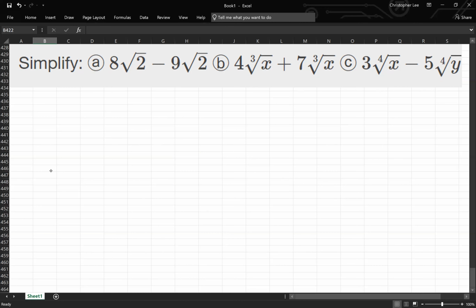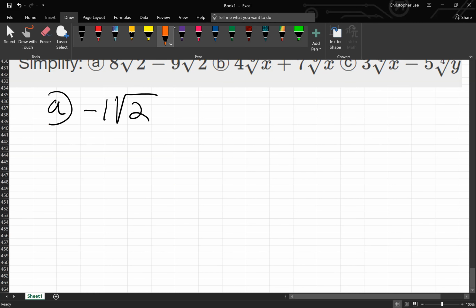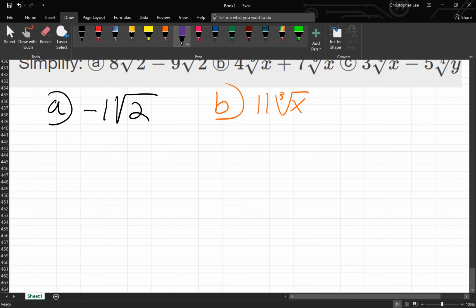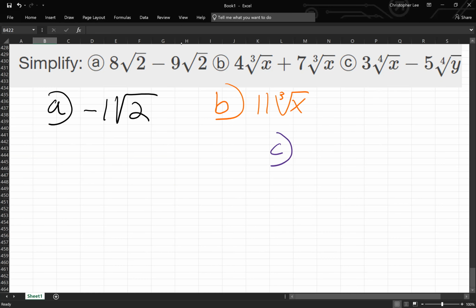All right, let's try this out. So for A, what's the answer for A? -1 what? Very good. Let me change my color real quick. What's the answer for B? 11 cube root of X. Very good. What's the answer for C? Good. So 3, 4th root of X minus 5, 4th root of Y.